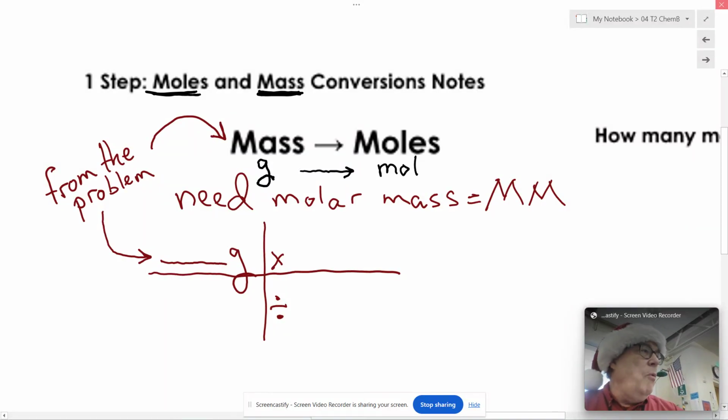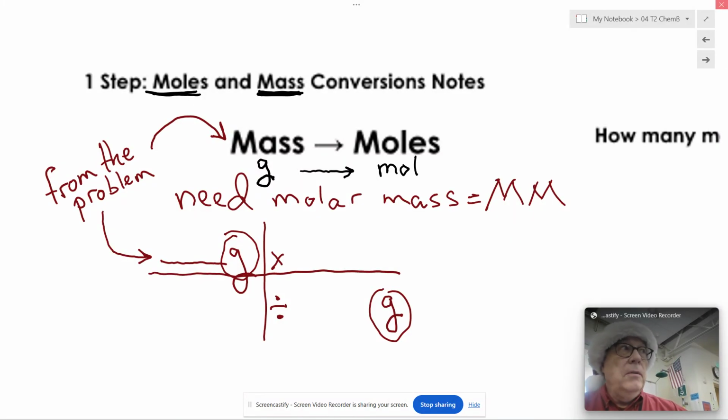Now, since we have grams here, I'm going to put the same unit down here. Now, why are we doing that? Well, in math, we know that if you have the same number on the top and the same number on the bottom, they factor out. We say we can cancel them out because they actually just change into 1. Grams divided by grams is just a 1, and so the unit can go away.